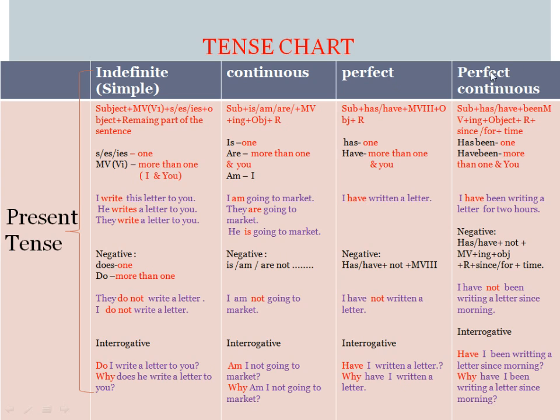Now present perfect continuous. Here there are two sentence types, present continuous and present perfect continuous. Something is going on in both, but what is the difference? The difference is time. In present continuous tense we don't find any time. I am going to market, they are going to market, he is going to market. There is no time mentioned, so we say the sentence is present continuous tense.